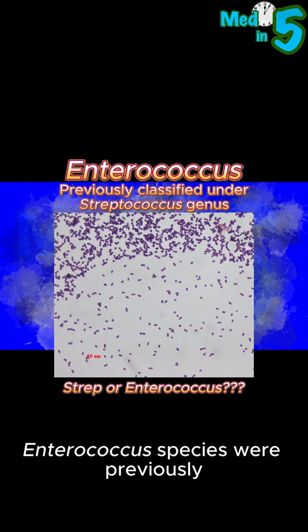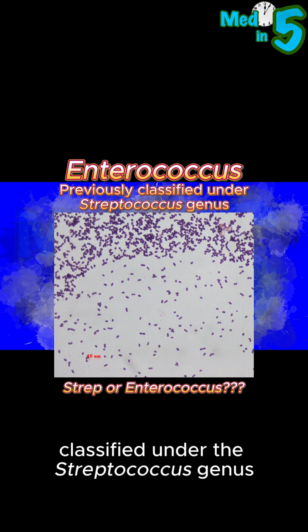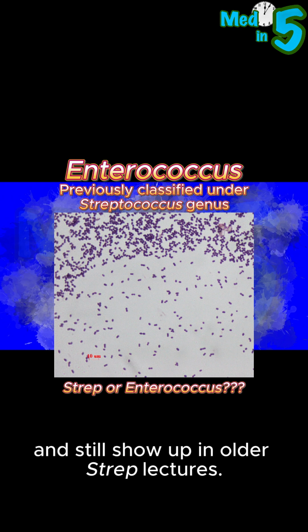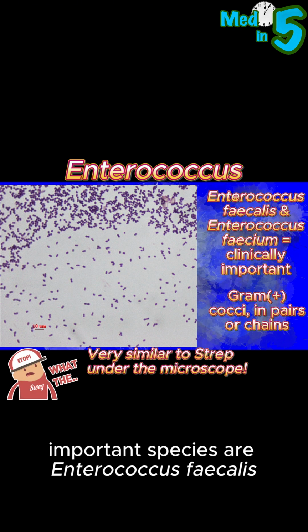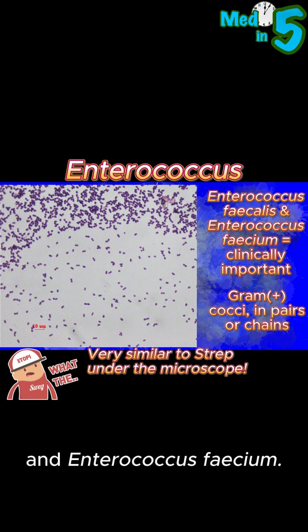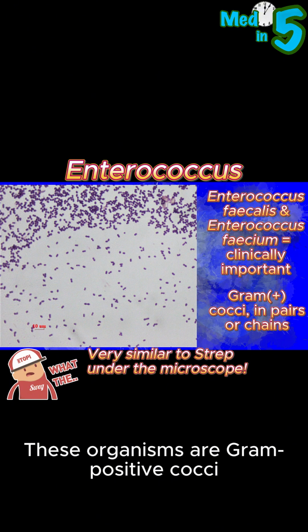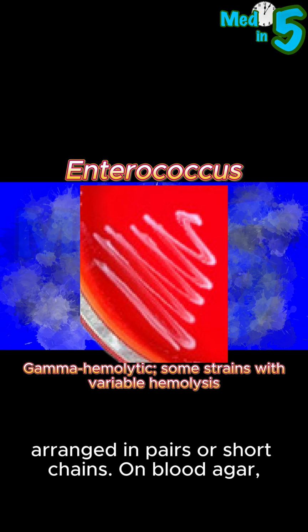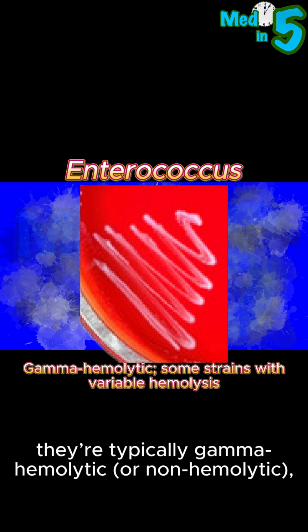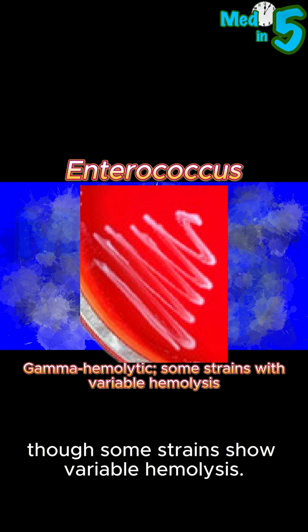Enterococcus species were previously classified under the Streptococcus genus and still show up in older strep lectures. The two most clinically important species are Enterococcus faecalis and Enterococcus faecium. These organisms are gram-positive cocci, arranged in pairs or short chains. On blood agar, they're typically gamma hemolytic or non-hemolytic, though some strains show variable hemolysis.